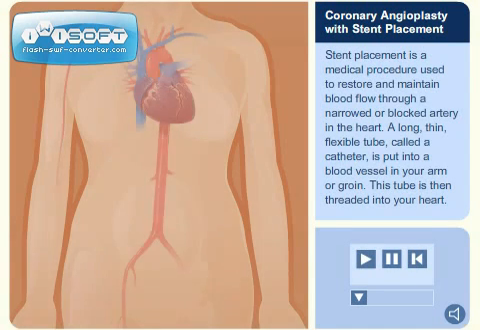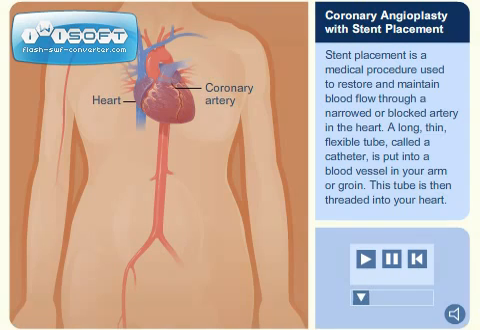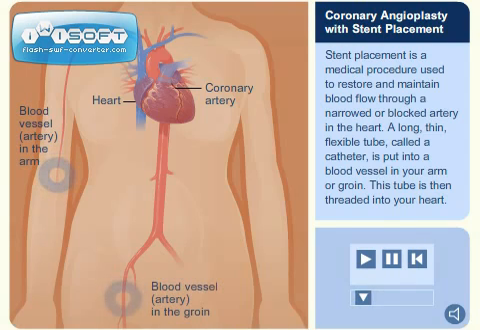Stent placement is a medical procedure used to restore and maintain blood flow through a narrowed or blocked artery in the heart. A long, thin, flexible tube called a catheter is put into a blood vessel in your arm or groin. This tube is then threaded into your heart.